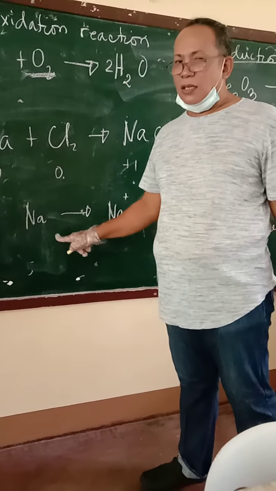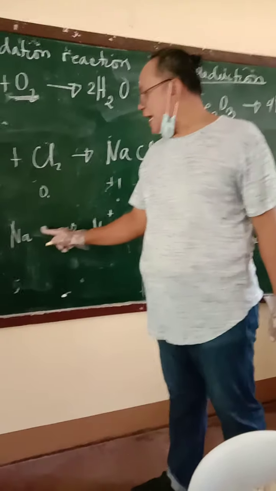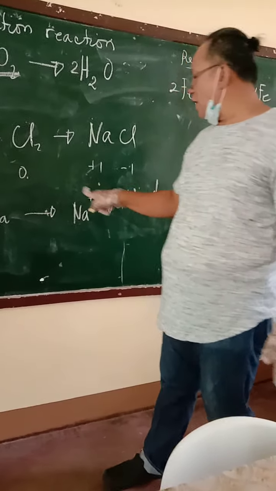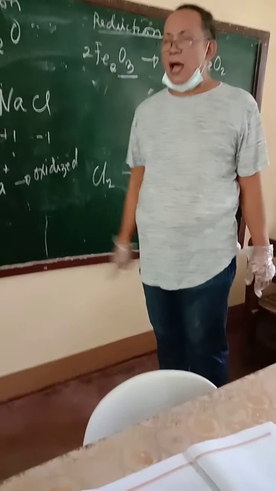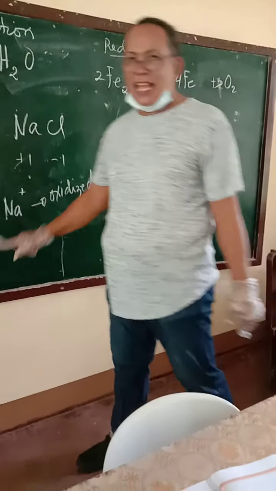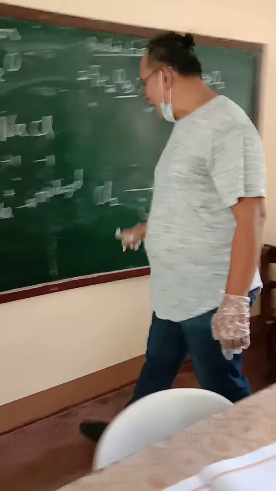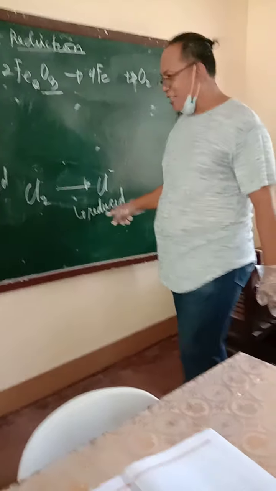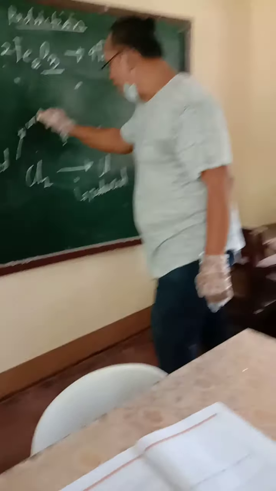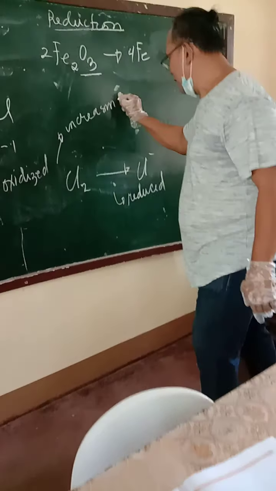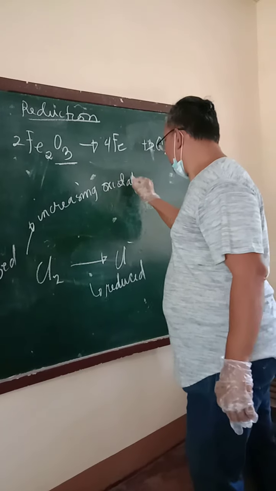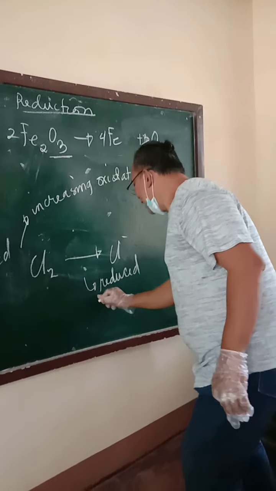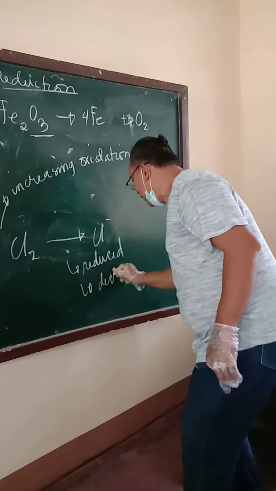Ni-reduce siya, kay gikan sa 0, nahimo mang negative. Ang sodium ni-oxidize, kay ni-lose siya og electrons. Gikan 0, paingon siya positive 1. So, 0 to positive 1, meaning increasing ang iyang oxidation number. Dili, decreasing of oxidation for the chlorine.